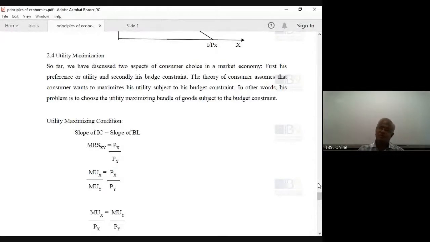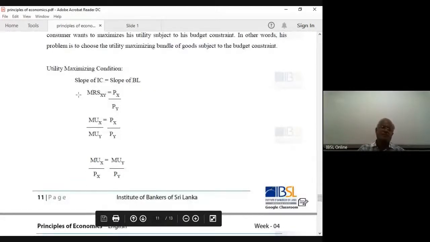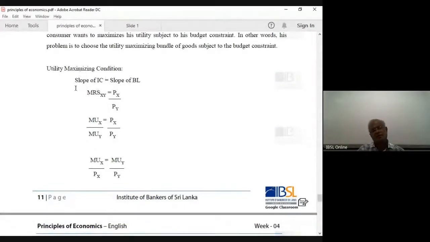Now this condition is a little bit mathematical. At the utility maximizing point, the slope of the indifference curve, that is, the marginal rate of substitution, is equal to the slope of the budget line, Px over Py. The slope of the IC, MRS, is the ratio of marginal utilities, MUx over MUy. Whether this derivation is correct, we are not going to discuss. At the utility maximizing point, the indifference curve and the budget line just touch, tangent.